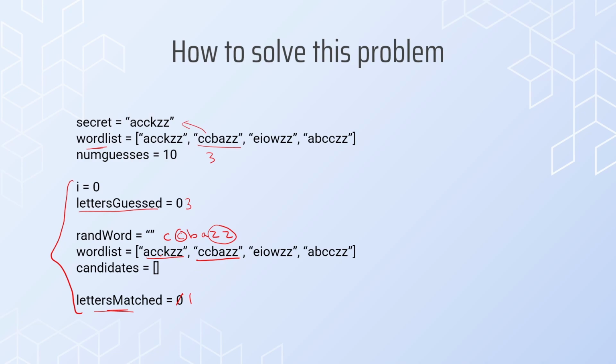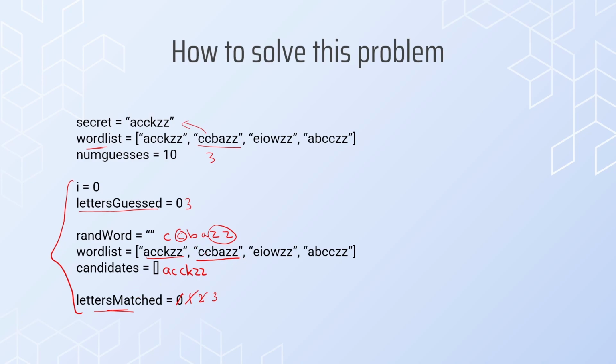Then you move on. C is not equal to B, K is not equal to A, Z is equal to Z, and Z is equal to Z. So it goes up until 2 and then 3, right? Now you compare the letters matched with the letters guessed. If they're equal, then you add that word into candidates. So in my case, they are equal, and so I add that word into this candidates list.